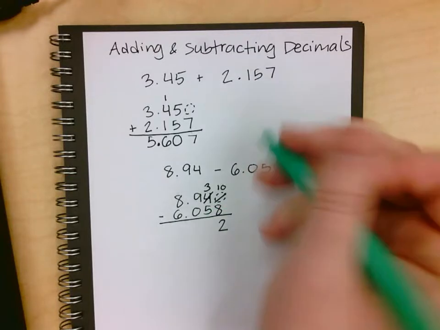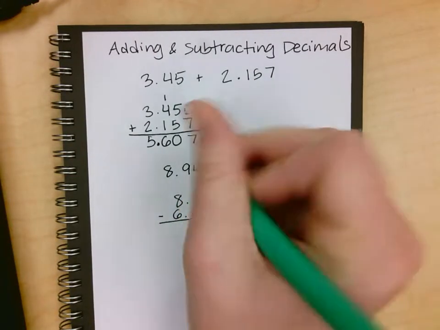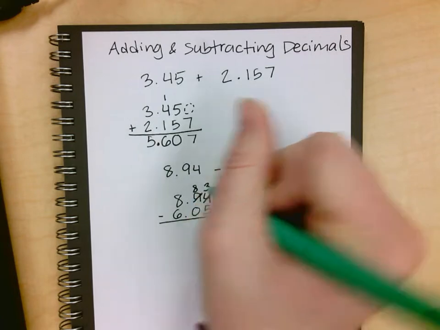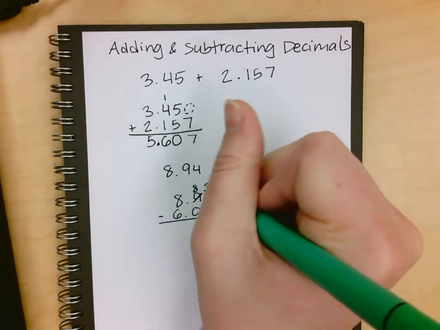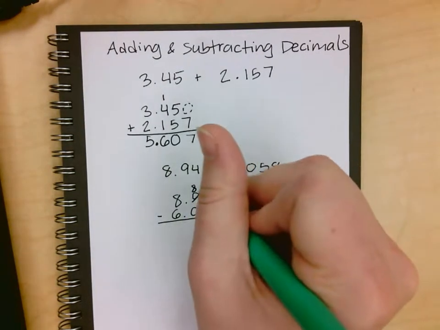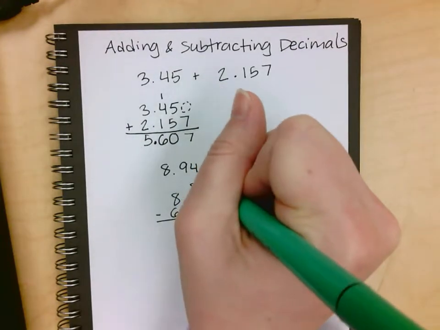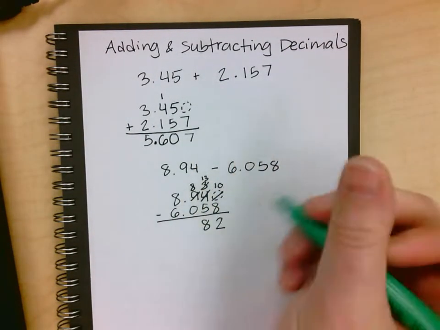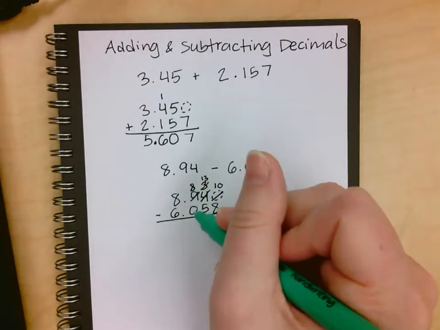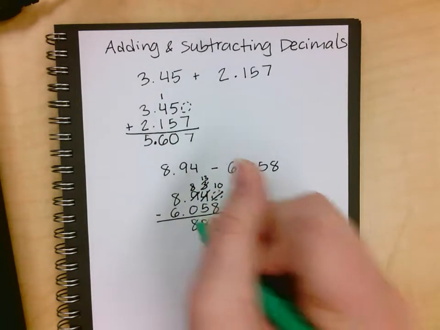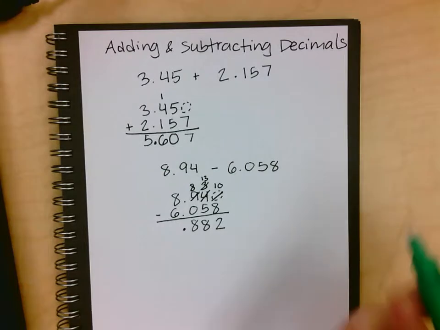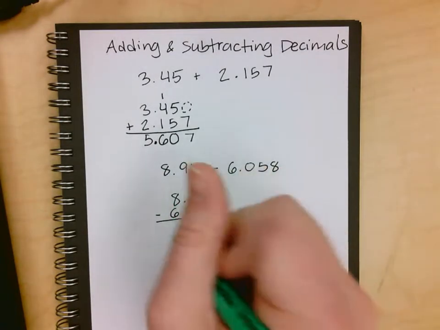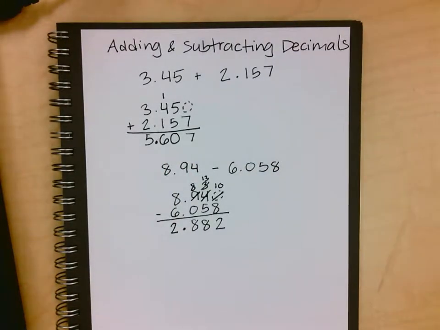I can't do that, so I borrow from next door. I take one of my tenths and turn it into 10 hundredths. So 10 hundredths plus the 3 hundredths I already have is 13 hundredths. 13 hundredths minus 5 hundredths is 8 hundredths. 8 tenths minus 0 tenths is 8. I drop my decimal point down, and then 8 minus 6 is 2. So my answer is 2 and 882 thousandths.